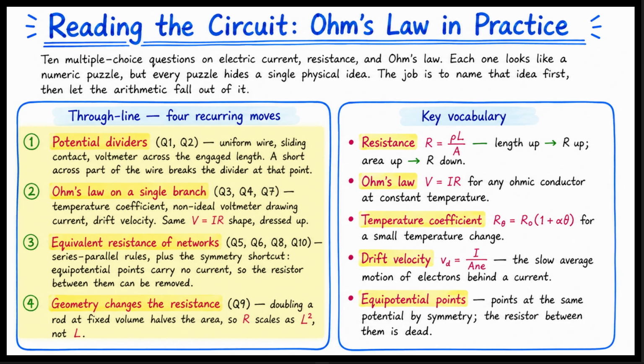Before we start, let me also plant the vocabulary in your head, because every voiceover that follows will use these words in exactly this way. Resistance is rho L over A, length up means R up, area up means R down. Ohm's law, V equals IR, holds for any ohmic conductor at constant temperature. The temperature coefficient form is R sub theta equals R0 times 1 plus alpha theta for small temperature changes around a reference. Drift velocity is V sub D equals I over A n e, the slow average motion of electrons behind the current.